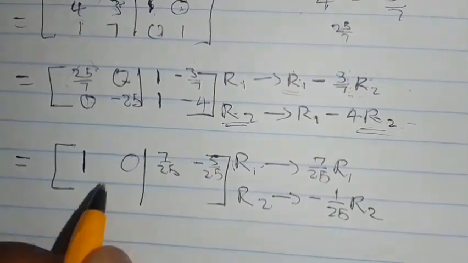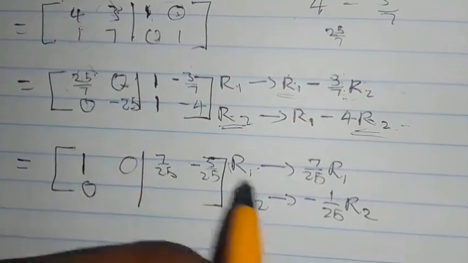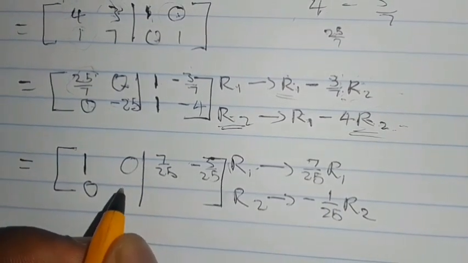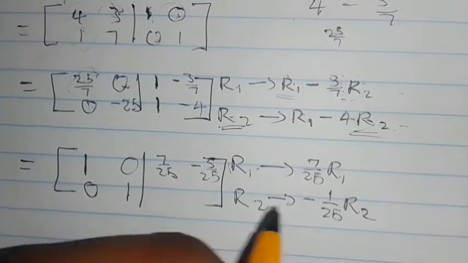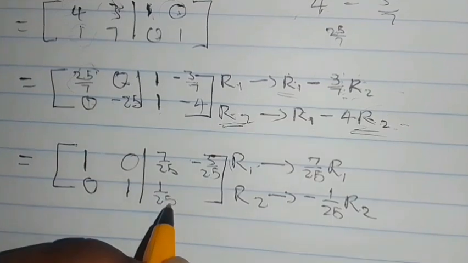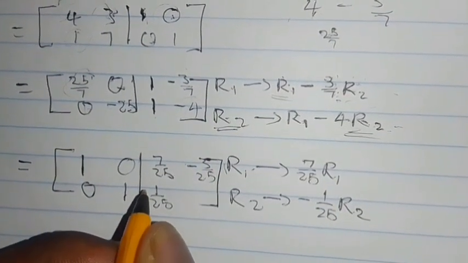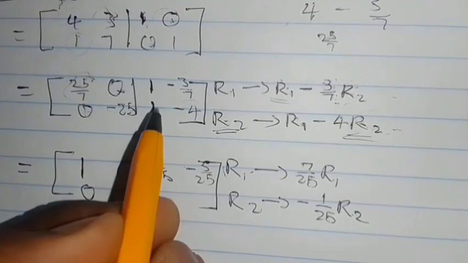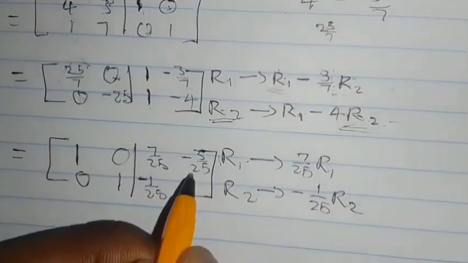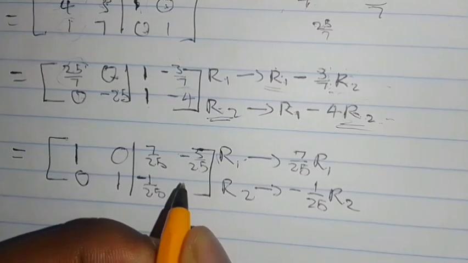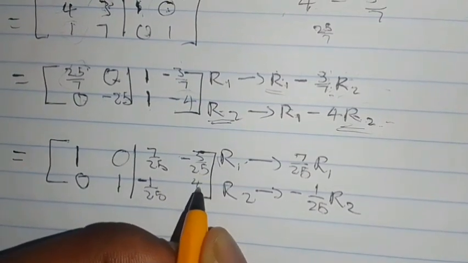0 times minus 1 over 25 is going to be 0. Then minus 25 times minus 1 over 25, that's just going to be 1. And then 1 times minus 1 over 25, that's just going to be minus 1 over 25. And then minus 4 times minus 1 over 25, that's just going to be 4 over 25.